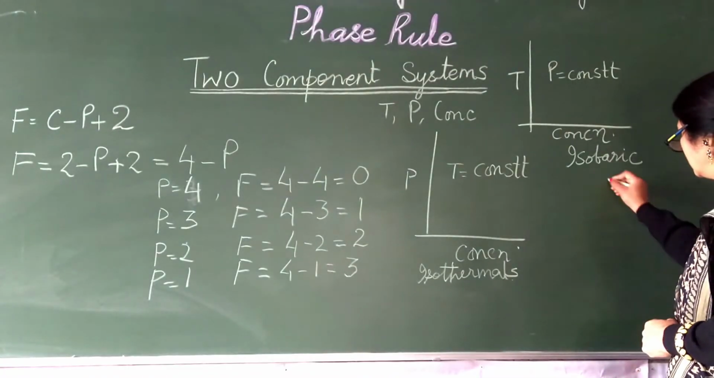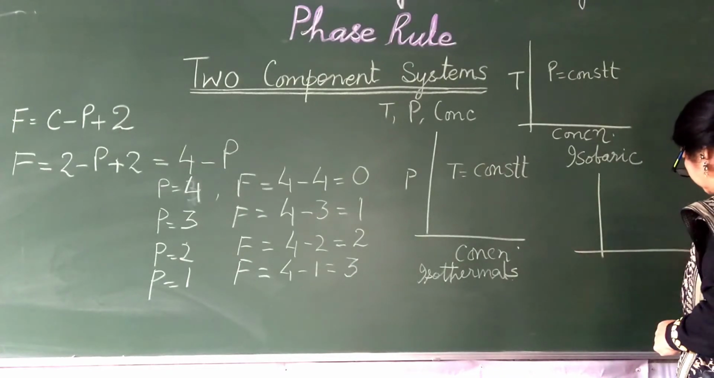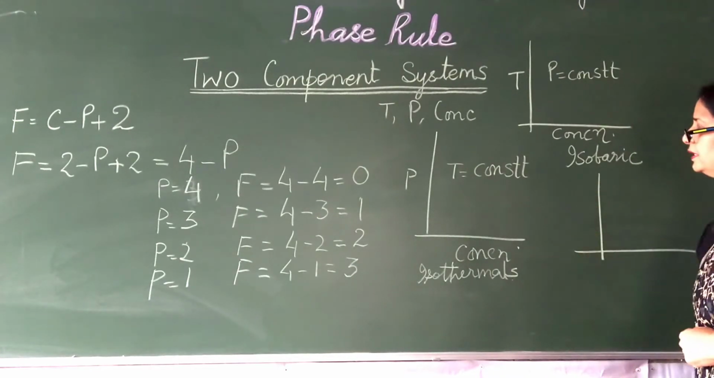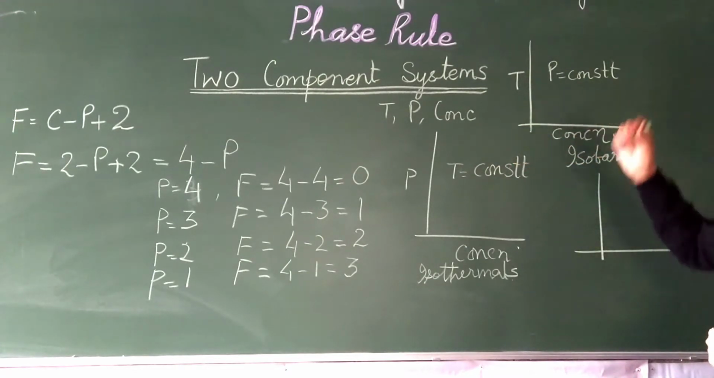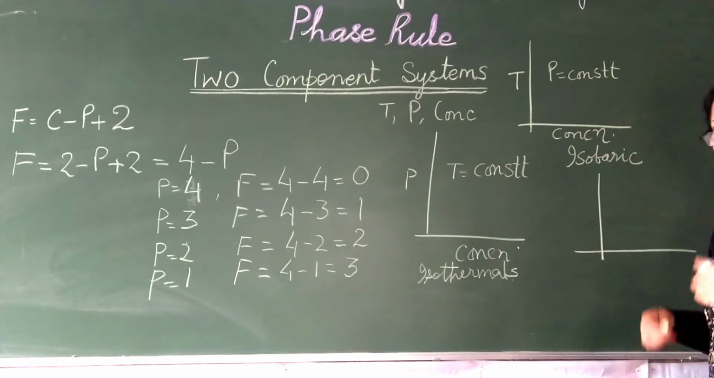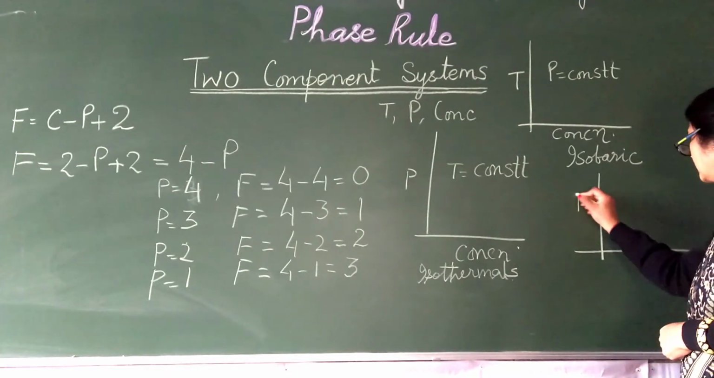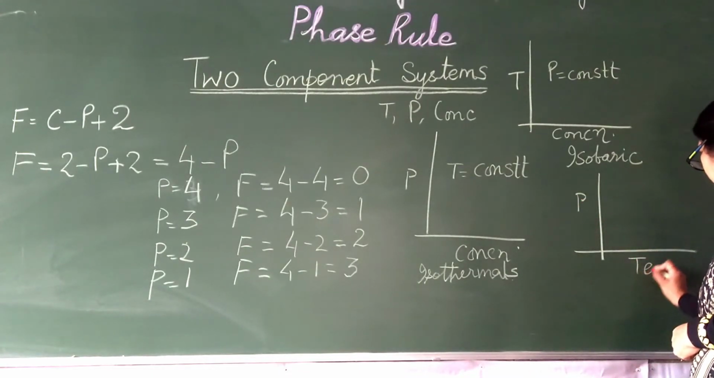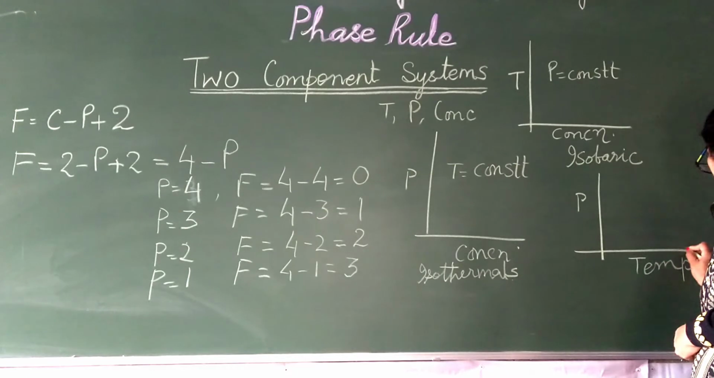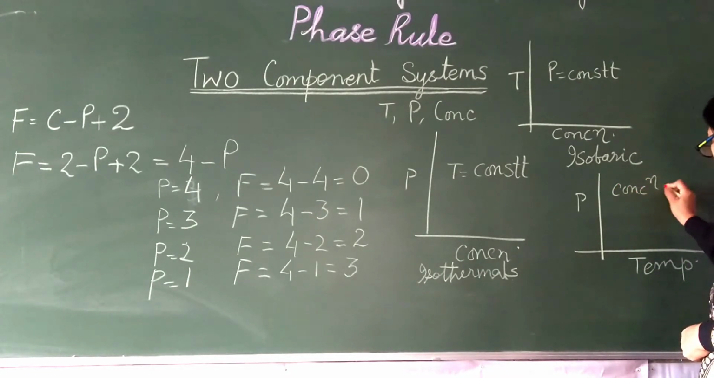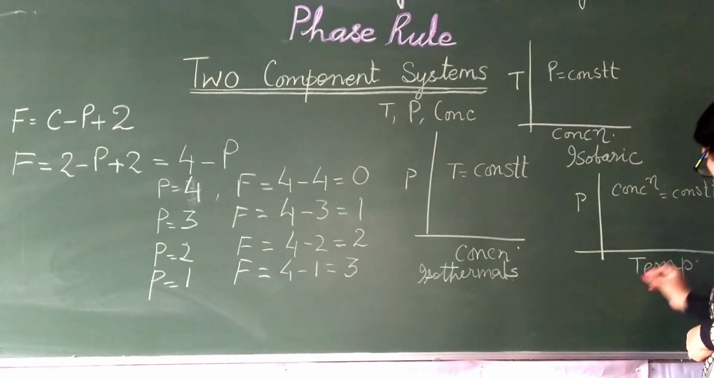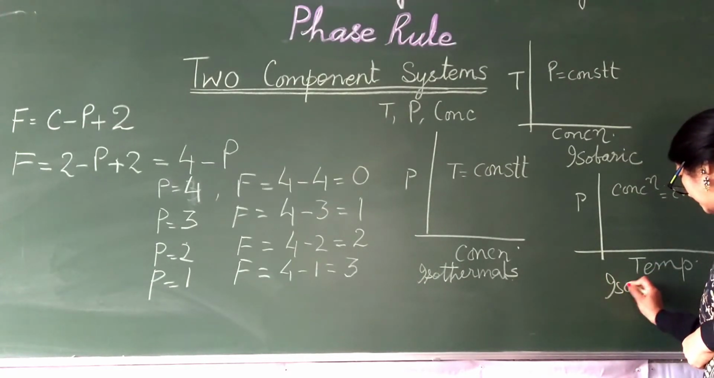Now, one more combination can be there of the temperature and the pressure, keeping concentration as constant. We can study the pressure and the temperature, and here we will take concentration as constant. Concentration is constant, and such diagrams are known as isochemical diagrams.